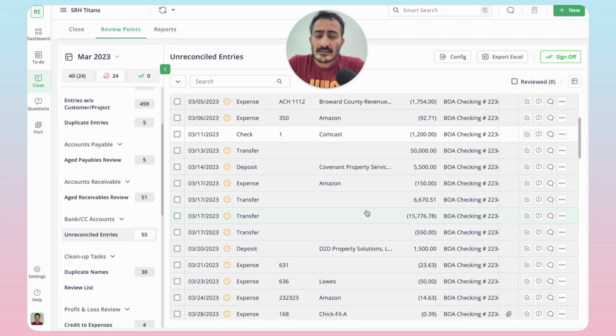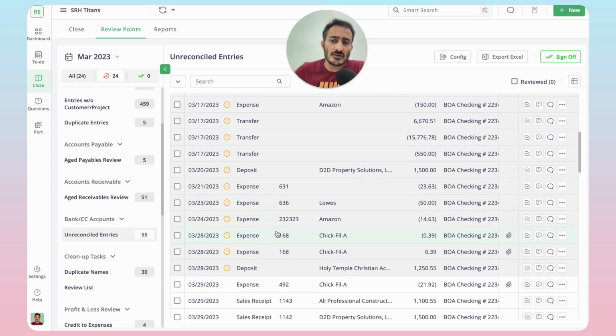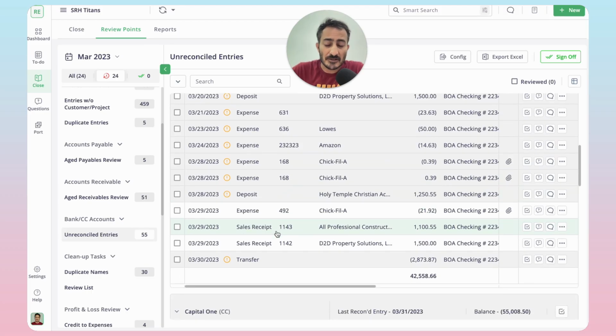Now another thing is that right now we are looking at March transactions, so it gives you all the transactions as of March. Now imagine if there were any such transactions that were also cleared after March, let's just say in April or May, then it will not show those transactions either, because we only want you to deal with all the remaining uncleared transactions, and you can then take appropriate action.